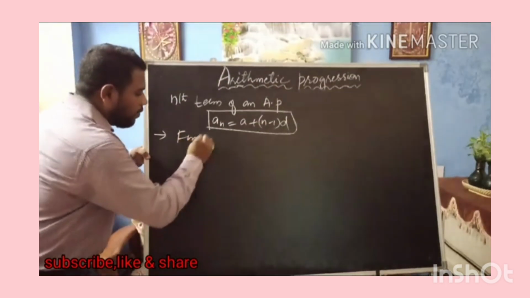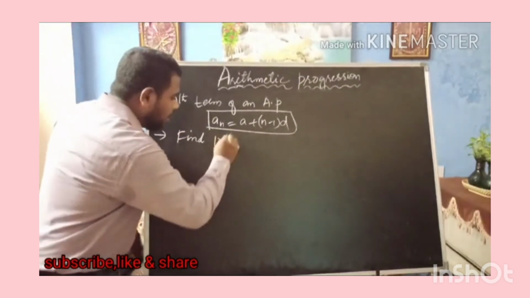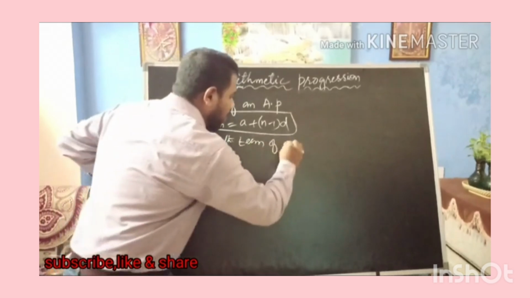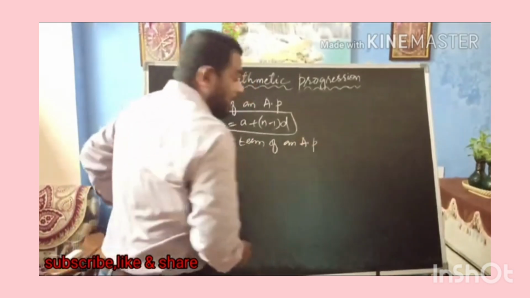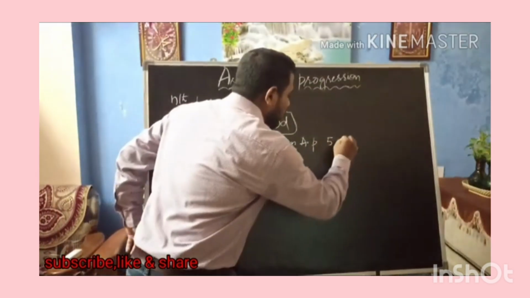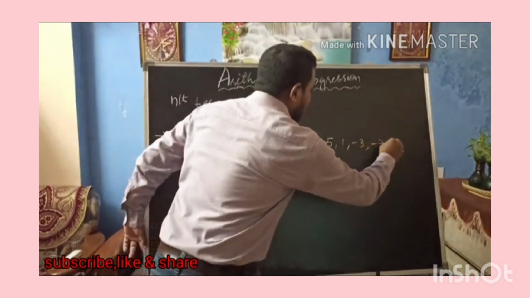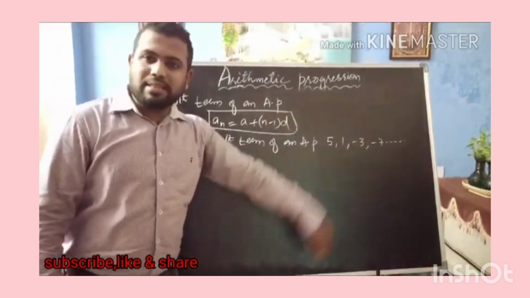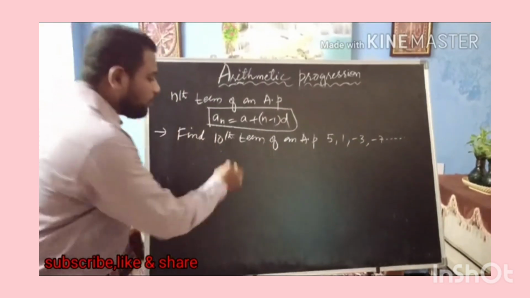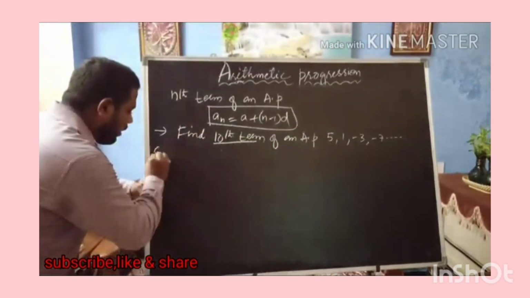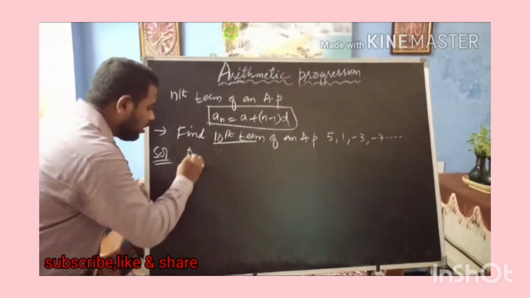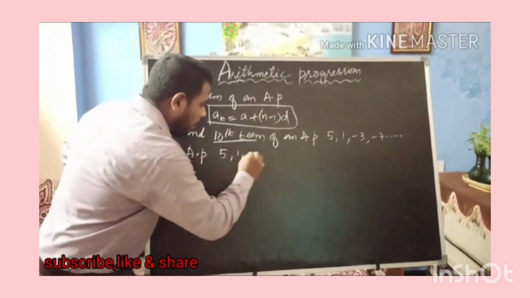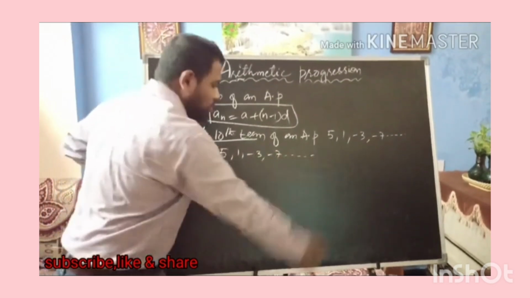Find the 10th term of an AP where the series is given as 5, 1, minus 3, minus 7 and so on. The series is very simple: 5, 1, minus 3, minus 7. Here we have to find the 10th term. First I am just going to write the series here. The given series is 5, 1, minus 3, minus 7 and so on.